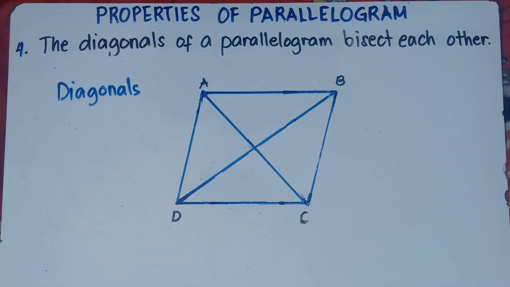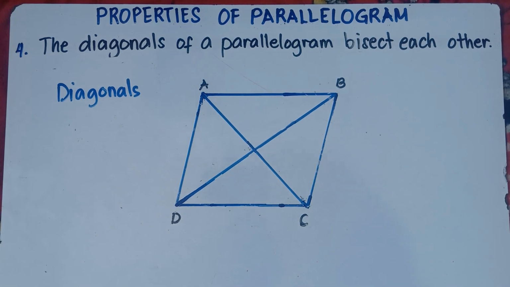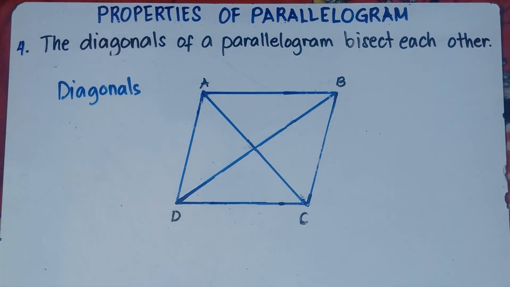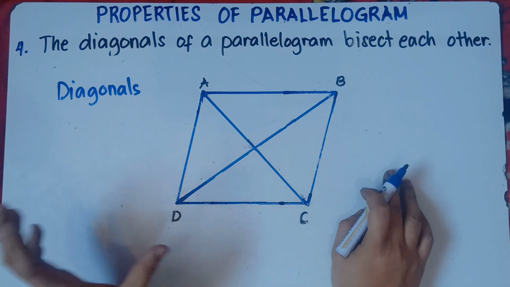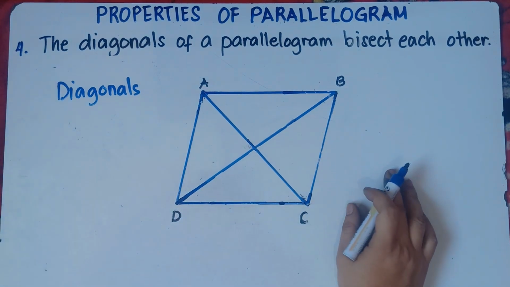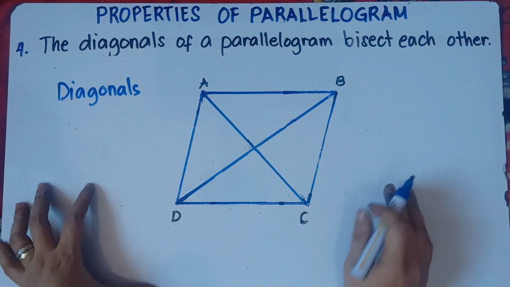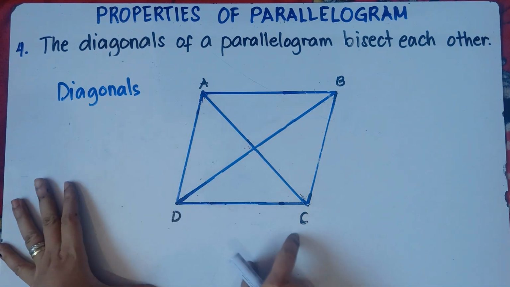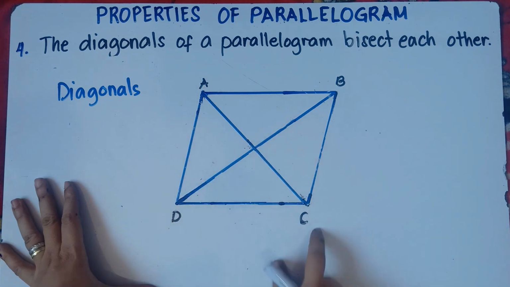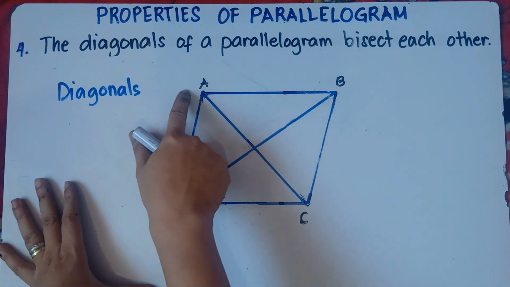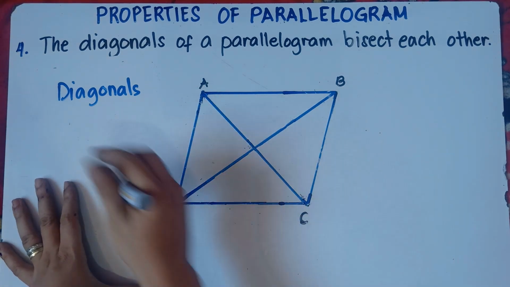Now, the fourth property says the diagonals of a parallelogram bisect each other. What do you mean by that one, sir? So, bisect, class, means that they cut themselves into two equal parts. Let me just explain that one, class, for you to really understand this one. If we have given diagonal AC, of course, this line segment AC is what we call a diagonal, connecting from point A to point C. This is our first diagonal.